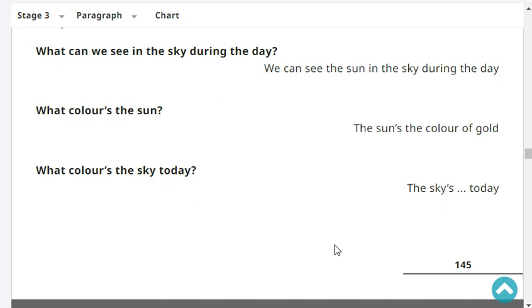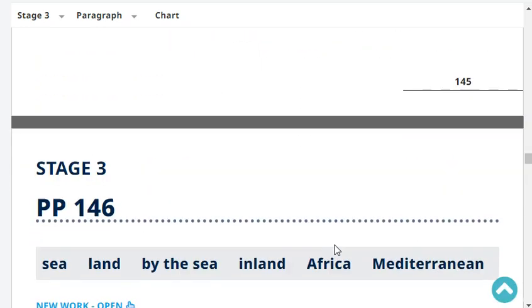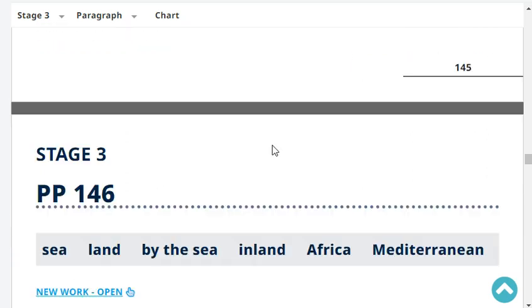What colors the sky today? The sky's color is blue today. One more. The sky's blue today. Very good.